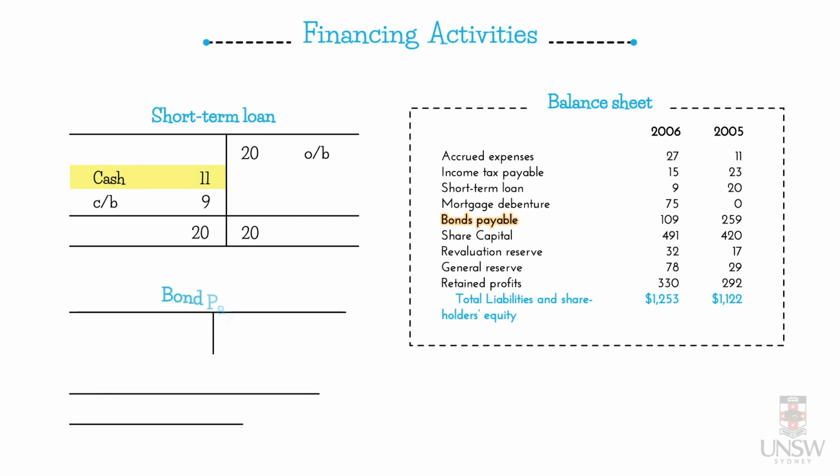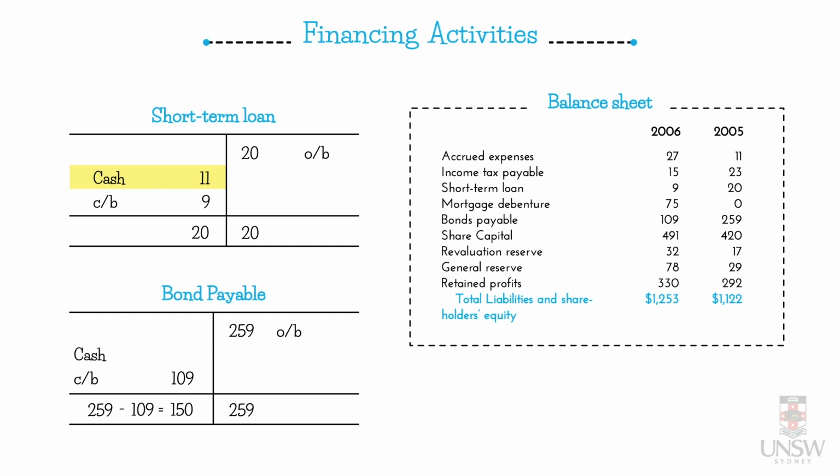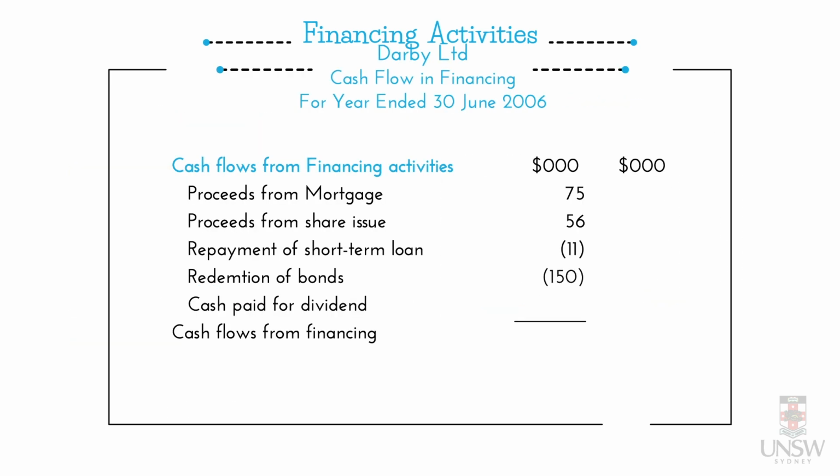So next we look at the bonds payable T account. So we want to see, did we receive any cash from bonds or did we pay any cash on these bonds, reducing this liability? So the balance sheet, we see that there's opening balance of 259, closing balance of 109. We pop those into the T account. And so our credit side of our bonds payable comes to 259 minus the closing balance of 109 gives us cash of 150. So we must have repaid bonds of 150. So we put in redemption of bonds, 150.